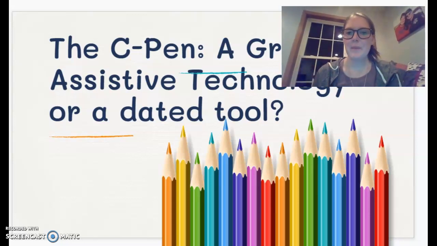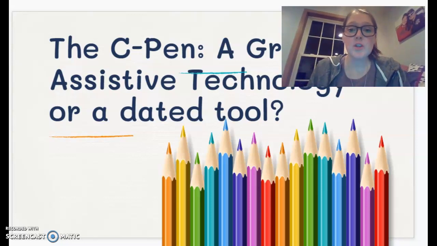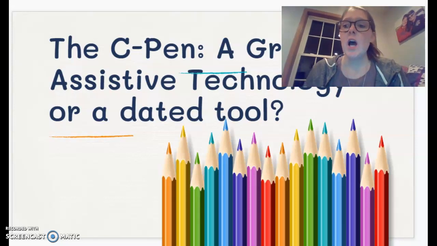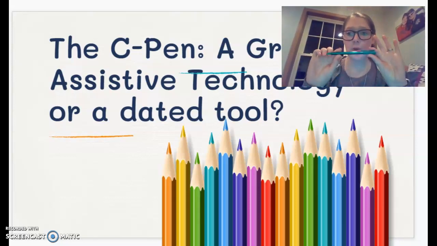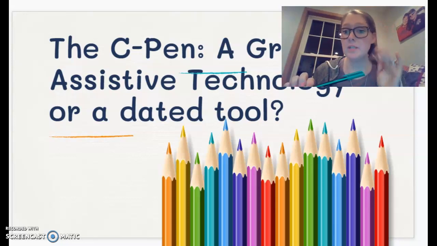Hi everybody, my name is Kim Koski and I did my assistive technology project on the C Pen reader. It's basically a scanner that's about the size of this pen, maybe a little wider, and it gives the student the ability to scan over text and then it will read it out loud to them.